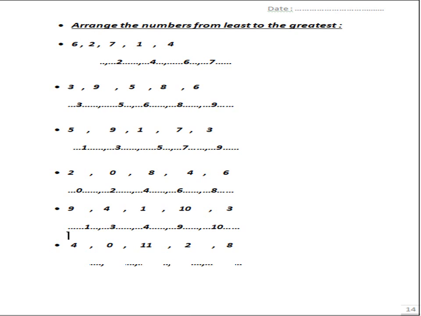The last question here, 4, 0, 11, 2 and 8. We will arrange the numbers from smallest to the greatest. So the first number, of course, will be 0, after 0 2, and after 2 4, and after 4 8, and the last one will be 11.